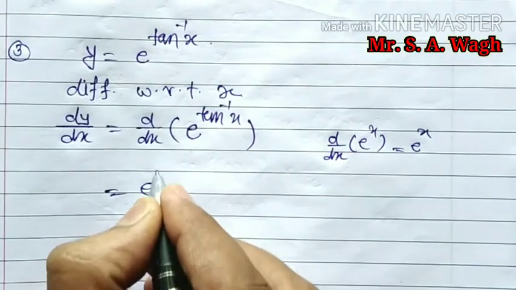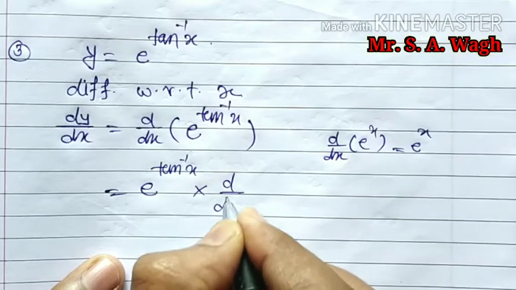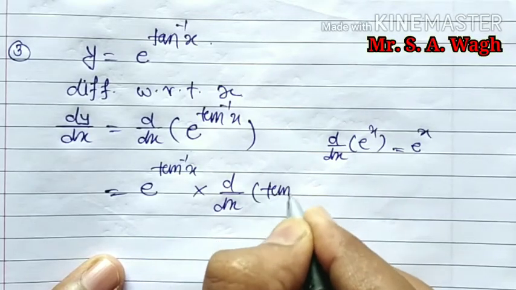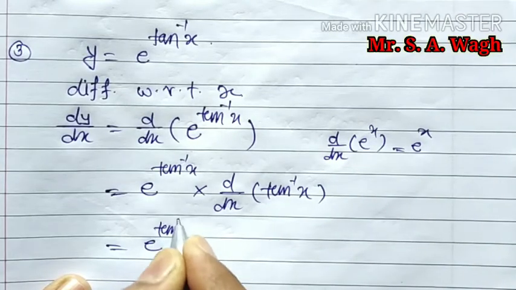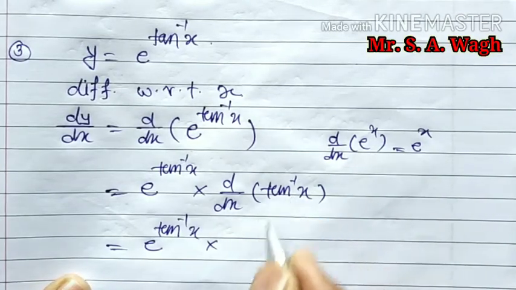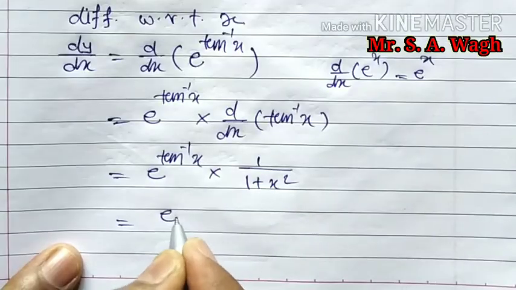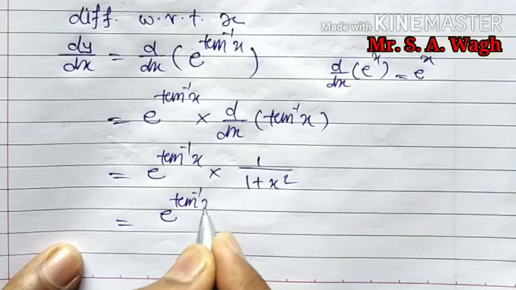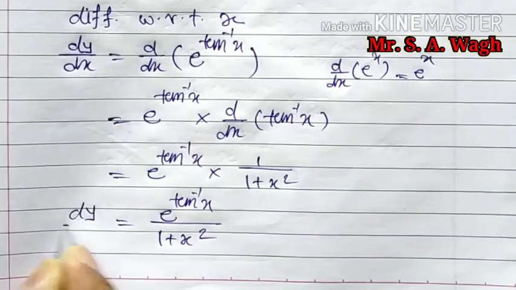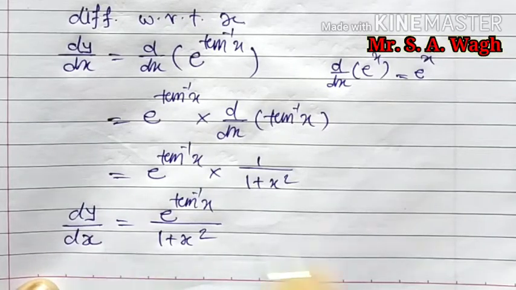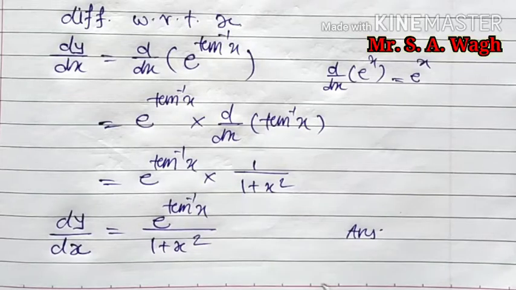It becomes e to the power tan inverse x as it is, into the derivative of tan inverse x. So this is e to the power tan inverse x into, now the derivative of tan inverse x is 1 upon 1 plus x square. Finally, e to the power tan inverse x divided by 1 plus x square is the derivative of your function with respect to x. So this is the answer to this third question also.